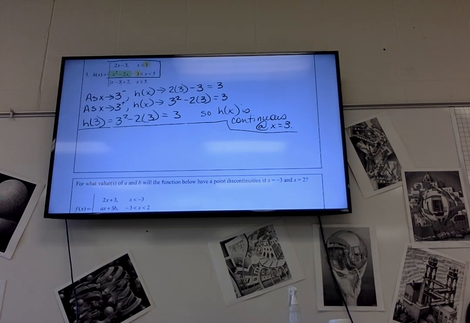Are we good? Okay. Second and the third one, they both have 5s in them. So we need to determine if it's going to be continuous or jump discontinuity or point discontinuity at 5. So we say as x approaches 5 from the left, h of x approaches, which equation would I use? The second one, the green one, the x squared minus 2x. So that's 5 squared minus 2 times 5. And that's 25 minus 10, so that's 15.